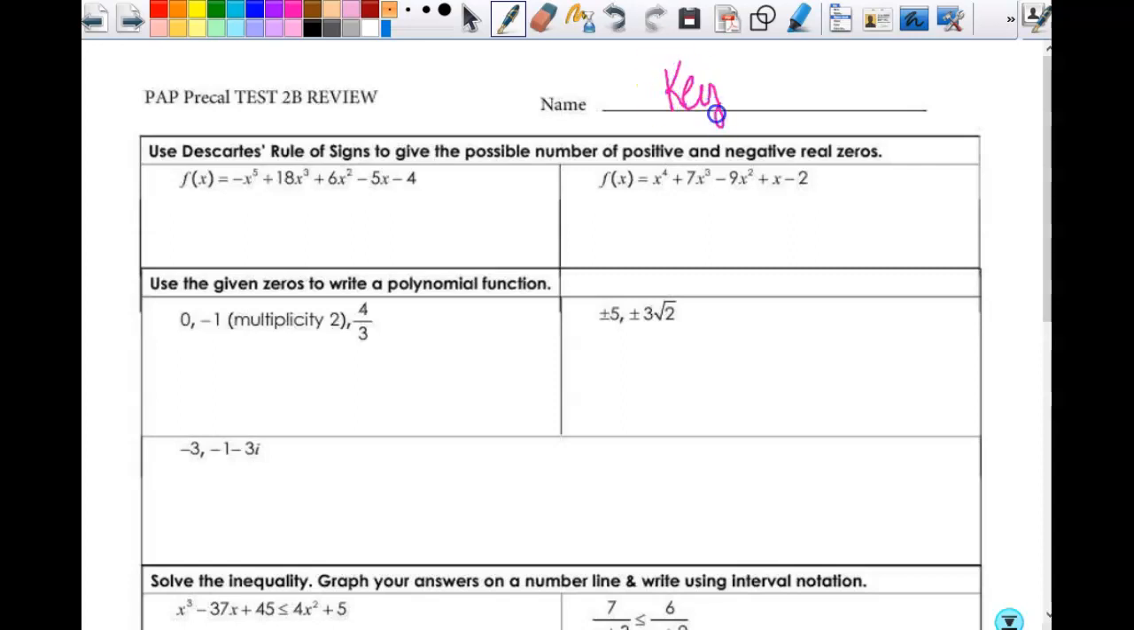Here is your review for your rationals test. Okay, so the first thing we're going to do is use Descartes' rule of signs to give the possible number of positive and negative real zeros.